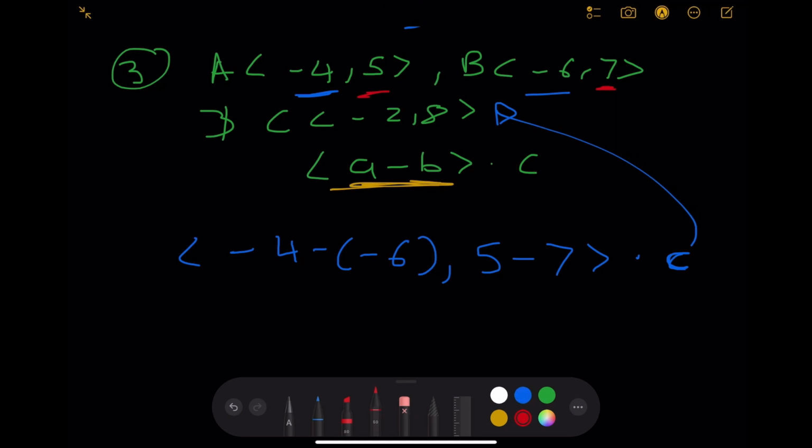So anyways, from this, we'd go and say, well, -4 minus -6. Well, 2 minuses here just cancel out. And this becomes a plus. So -4 plus 6 is +2. 5 minus 7 is -2. And now you can sub in your C, which is -2 and 8.